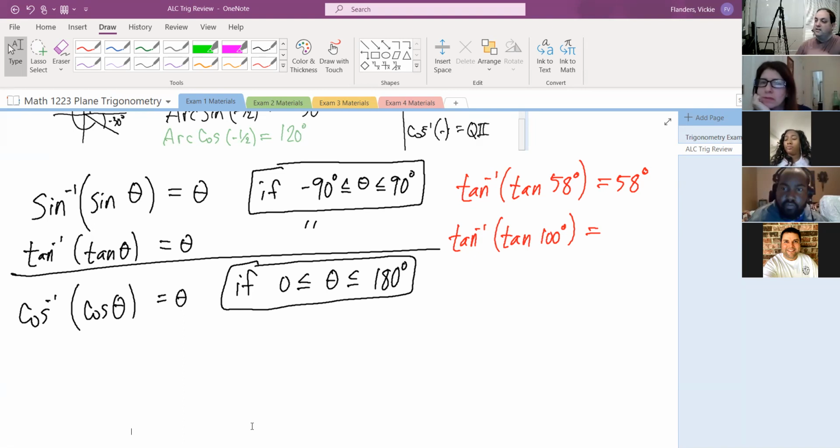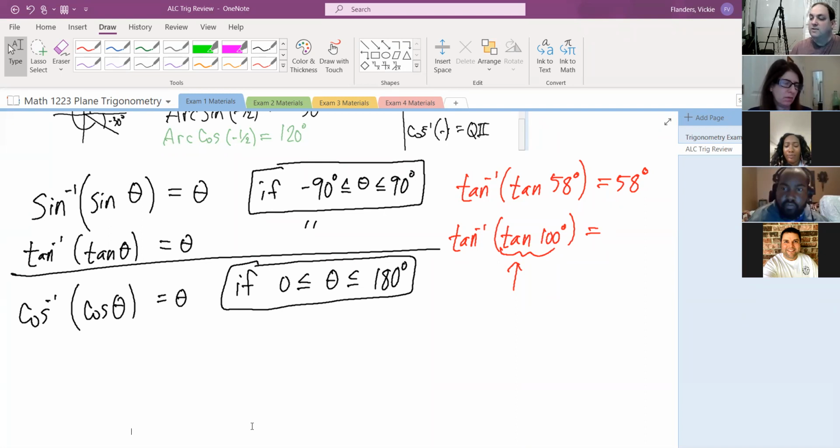Notice 100 degrees is in quadrant 2, and in quadrant 2, tangent is negative. So right here, this inverse tangent is acting on a negative number. Tangent of 100 just by itself is a negative value. So inverse tangent of a negative value, remember, is supposed to give me a quadrant 4 negative acute answer. Okay, so that's going to give me something back from that quadrant 4 negative acute type of answer, right?